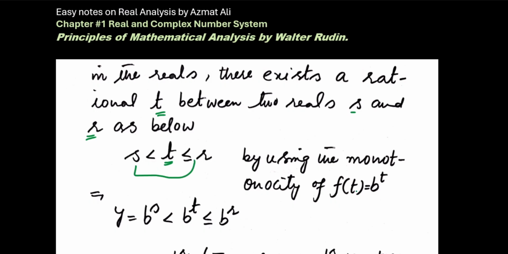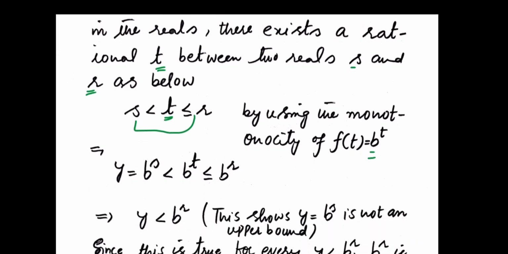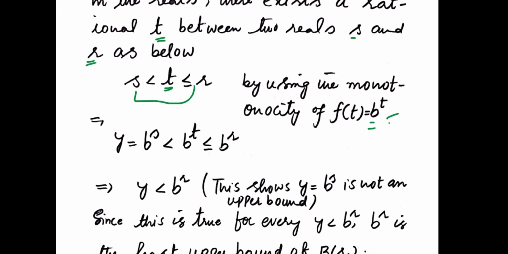Now by using the monotonicity of the function, because b raised to power t is an increasing function, its value at a larger pre-image will be larger. So this shows b raised to power s is less than b raised to power t, and b raised to power t is less than or equal to b raised to power r. So by combining these inequalities, as b raised to power s is equal to y, this shows that y is less than b raised to power r.